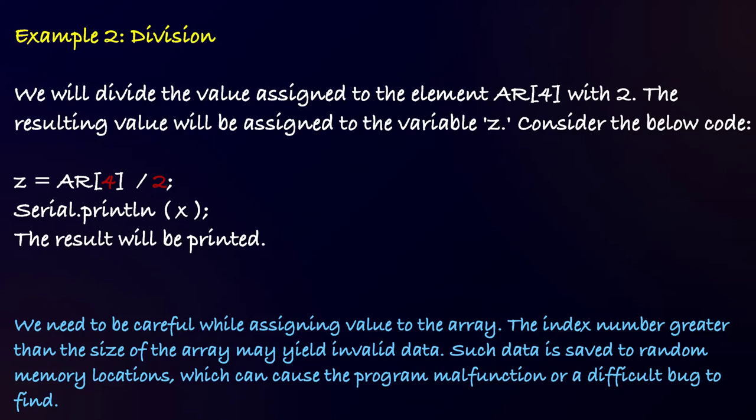Now we need to be careful while assigning values to an array. An index number greater than the size of the array may yield invalid data, right? Such data is saved to random memory locations. That's what the problem is, right? It can cause the program to malfunction or create a bug that is difficult to find. So this is what happens. That is why we need to take care while indexing, while pointing to the array. Okay.